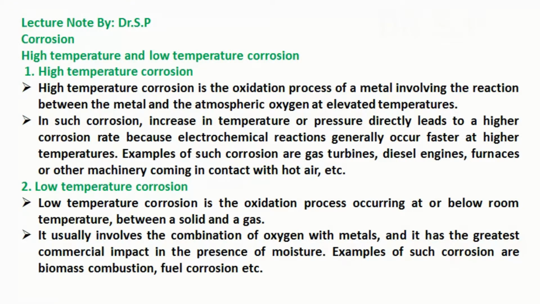Let's discuss first high temperature corrosion. High temperature corrosion is the oxidation process of a metal involving the reaction between the metal and the atmospheric oxygen at elevated temperatures. In such corrosion, increase in temperature or pressure directly leads to a higher corrosion rate because electrochemical reactions generally occur faster at higher temperatures. Examples of such corrosion are gas turbines, diesel engines, furnaces, or other machinery coming in contact with hot air, etc.